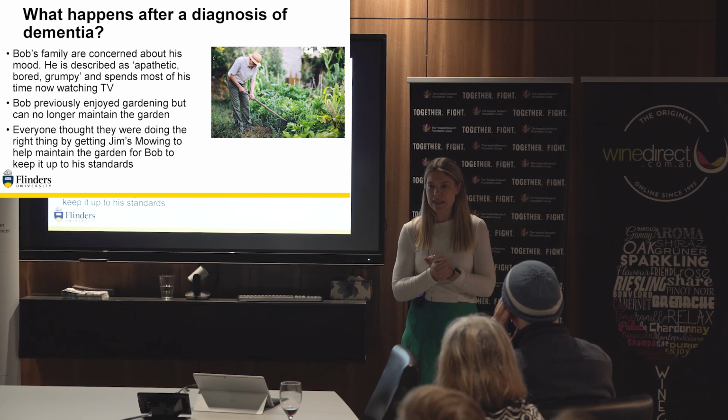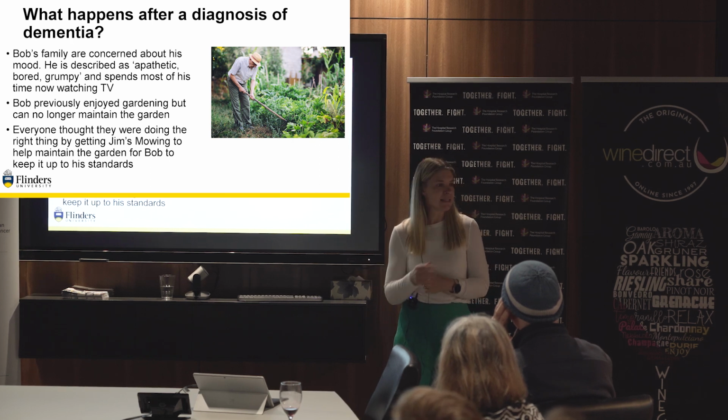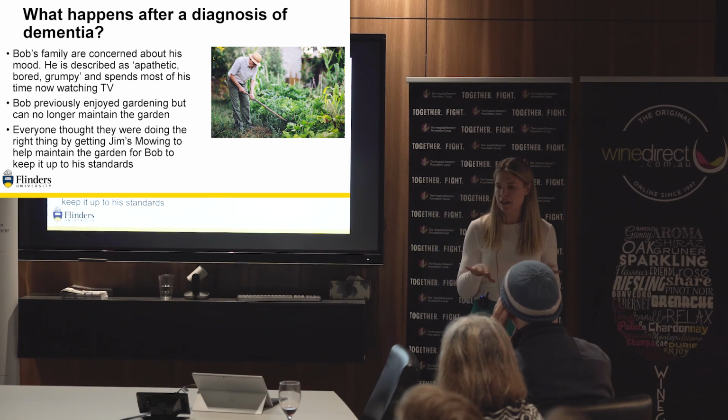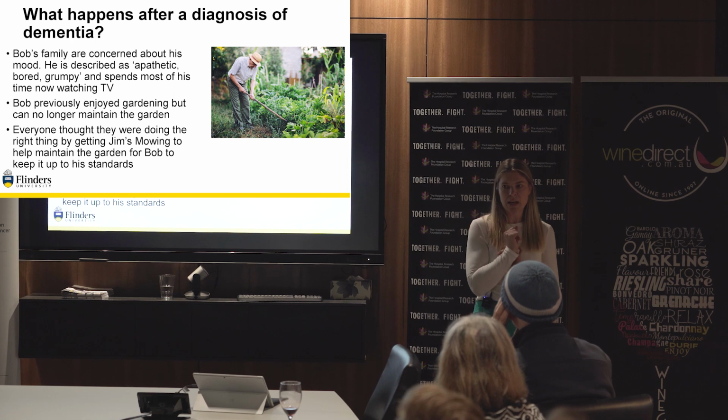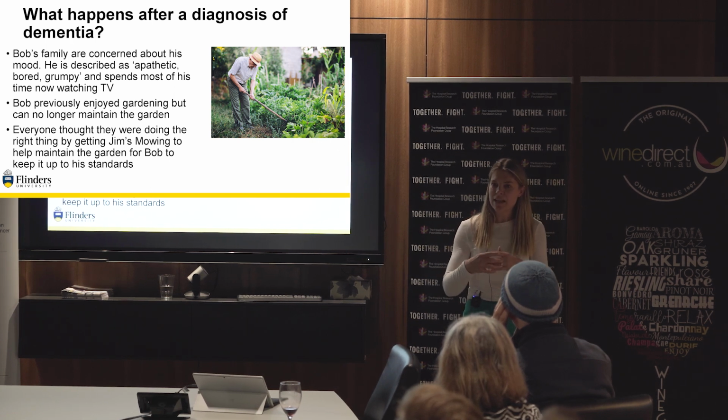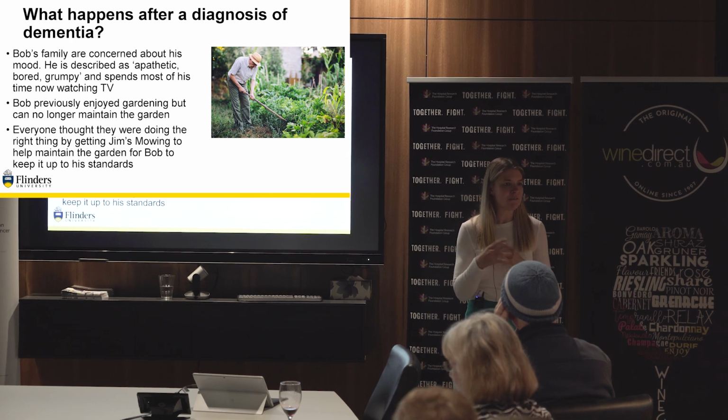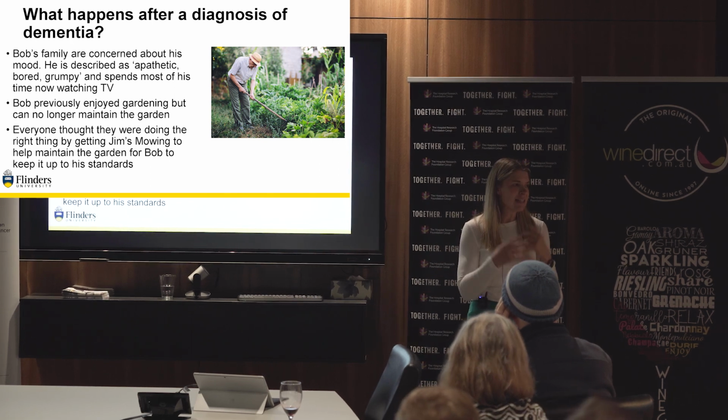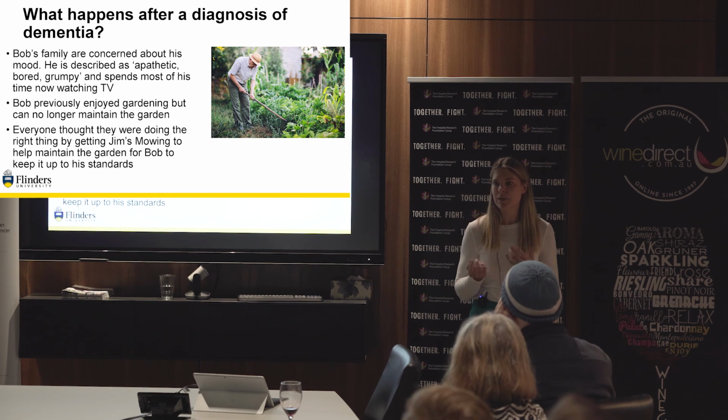So what the family think they're doing to help is, right, well, let's get Jim's mowing in, let's get someone in, let's keep the garden nice for Bob, while Bob's sitting inside and watching TV. So Bob doesn't have that environmental stimulation, he doesn't have the physical activity, and he doesn't have that engagement in things that he really enjoys.